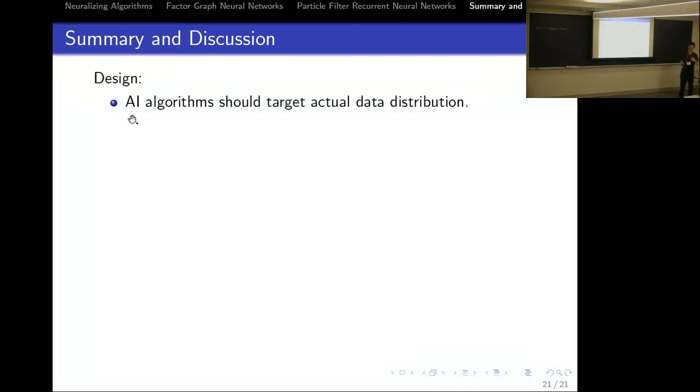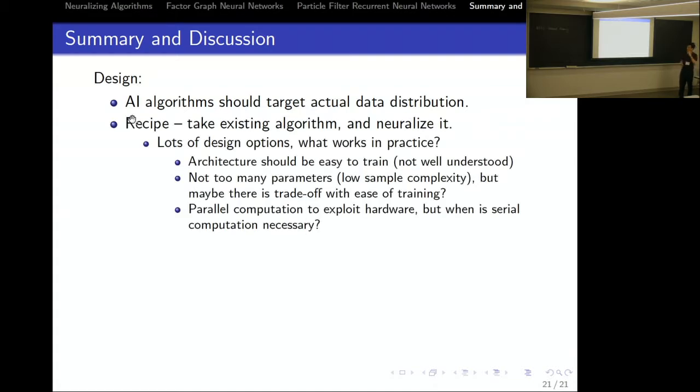Again, I want to re-emphasize that we should probably target the actual data distributions, because real problems maybe are not as hard as the worst case. So we have a recipe: take an existing algorithm, neuralize it. That seems simple, but actually it's a lot of hard work trying out many different things. When you do neural networks, you know that.